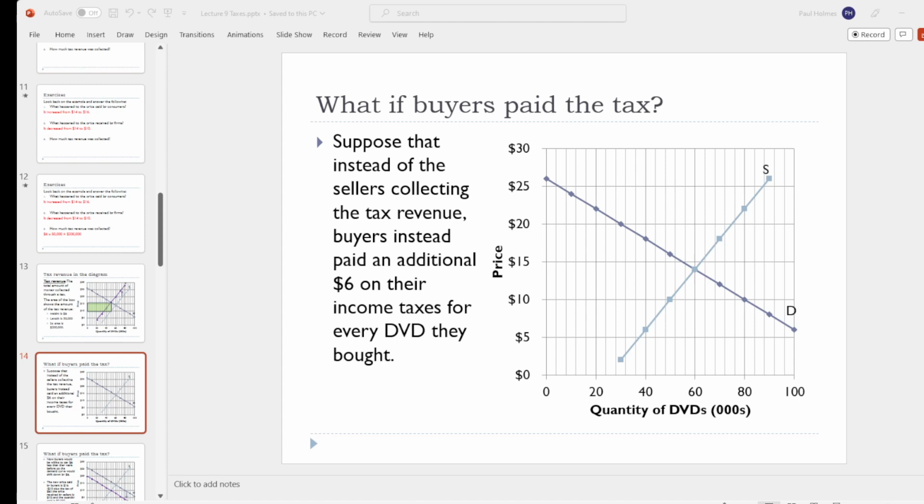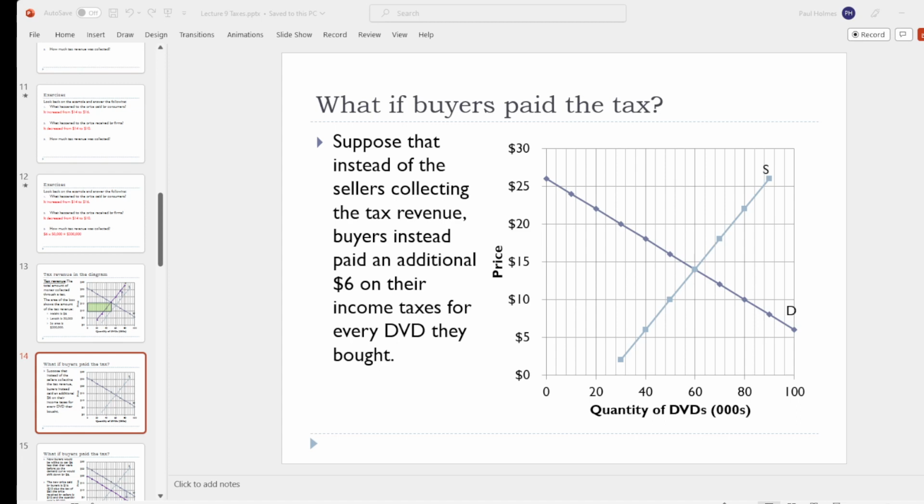But what if this weren't the case? What if the buyers instead paid the tax? I don't know exactly how we do this. Maybe on our income taxes each year we're forced to disclose how many DVDs we bought, and then we pay $6 for every DVD that we bought. It's certainly possible, even if it probably has some compliance problems.